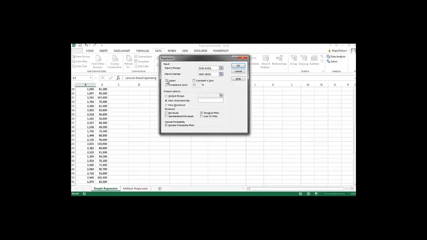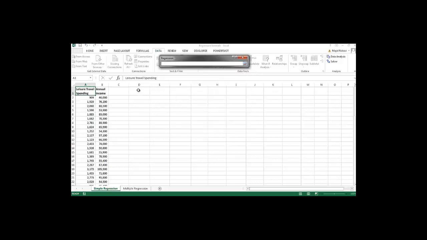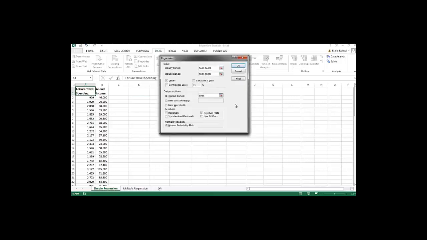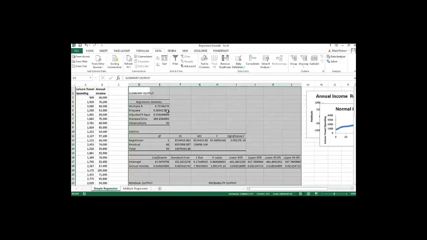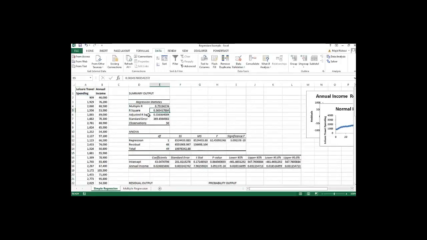I have selected labels, so I check labels. Confidence level at 95% is okay. Output range, I will put it in this worksheet. Select cell D1. I will also select residual plots and normal probability plots. Click OK. In summary output, our R-squared is about 56%.